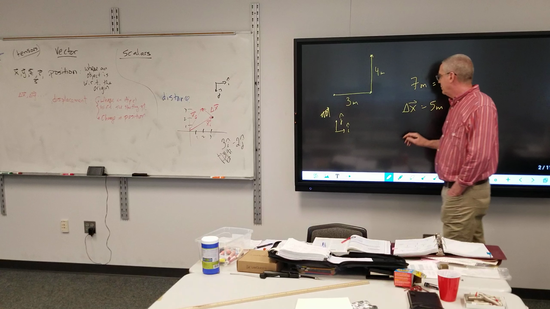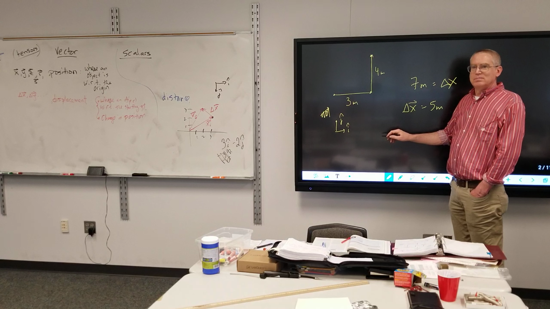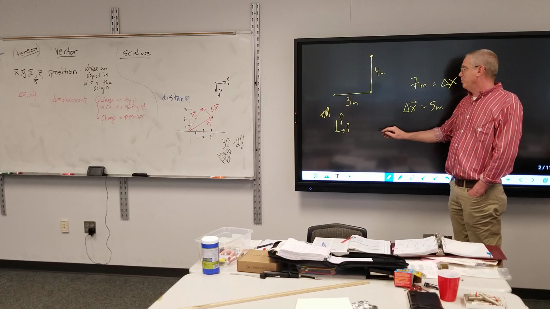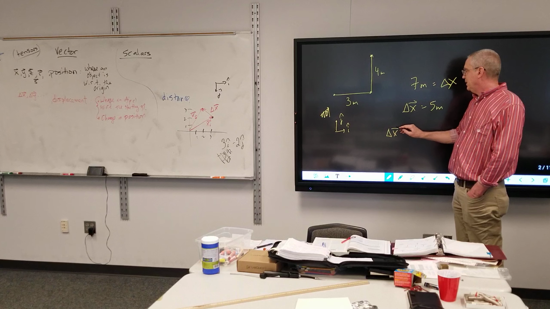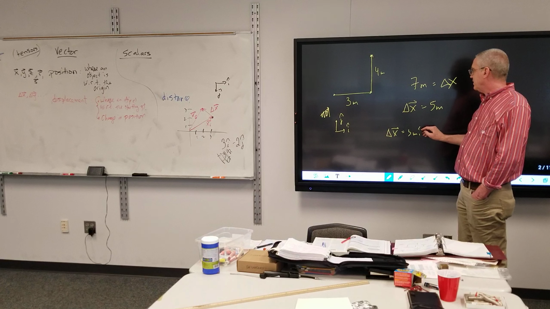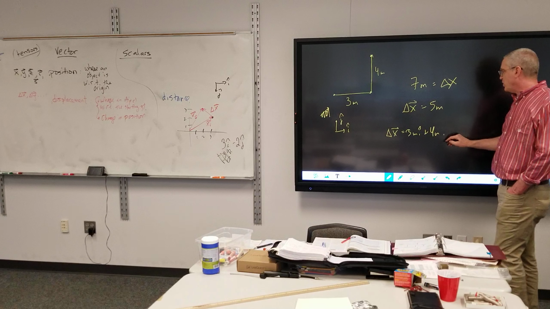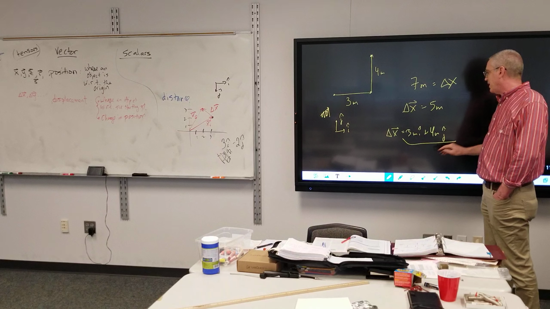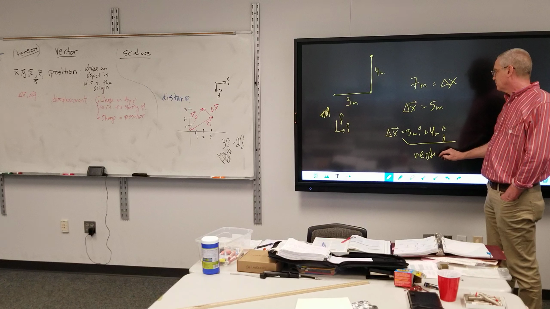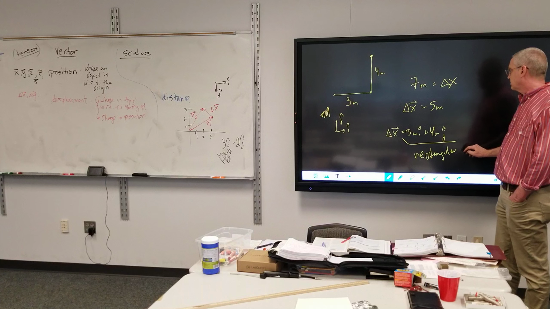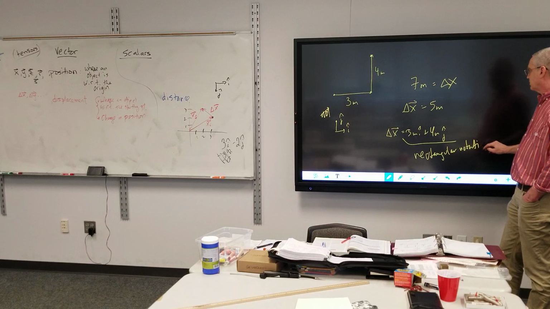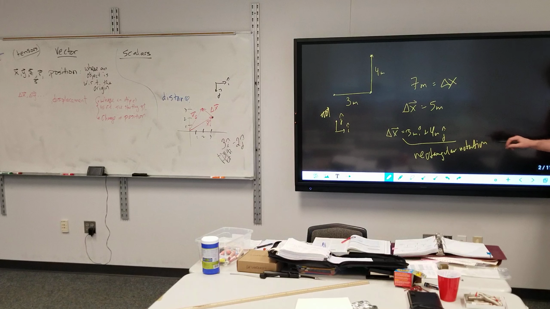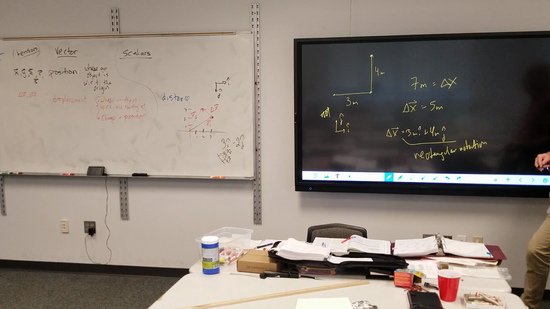Let's see, break it up to 3 meters i hat plus 4 meters j hat. Yep, there you go. So my displacement is 3 meters i hat plus 4 meters j hat. This is referred to as rectangular notation, and that is the word rectangular notation, despite the way it might look.